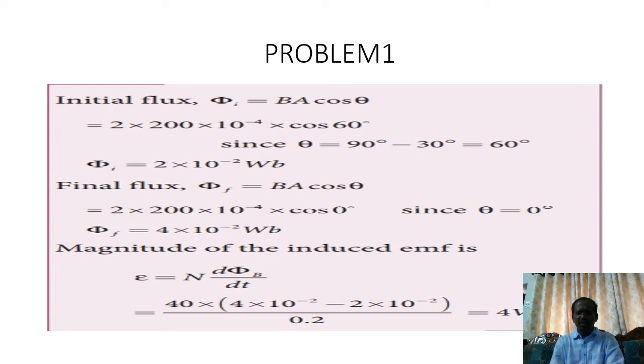The magnitude of the induced EMF is E is equal to N d phi by dt. N is the number of turns, and d phi is the change in flux, phi 2 minus phi 1. So 40 into (4 into 10 to the power minus 2 minus 2 into 10 to the power minus 2) divided by 0.2 is equal to 4 volts. The EMF induced in the coil is 4 volts.